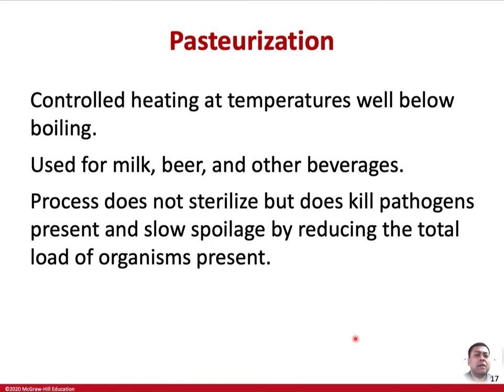These are used for milk, beer, and other beverages where boiling will spoil them. So Pasteur first initiated that process where he heated the material, particularly wine, at about 55 to 60 degrees Celsius to preserve. Now here, the process does not sterilize, but it does kill pathogens present and slows the spoilage by reducing the total load of organisms present.